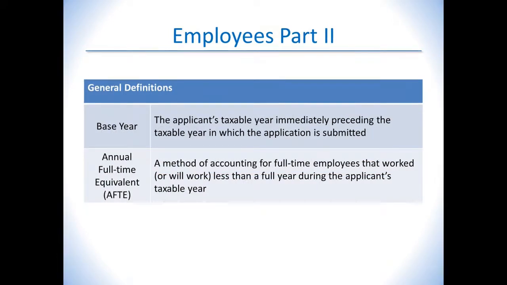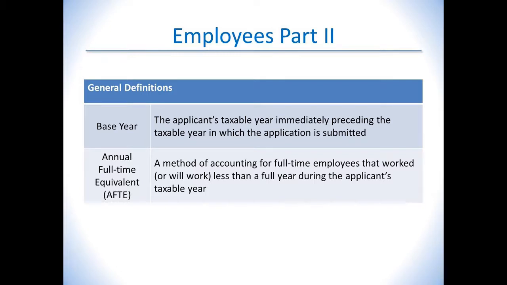The base year is the company's taxable year immediately preceding the taxable year in which the application is submitted. In other words, if your business's current tax year is 2017, the base year would be your 2016 tax year. Note that the 2016 tax year may be different from the 2016 calendar year if your company files its tax return based on a fiscal year.